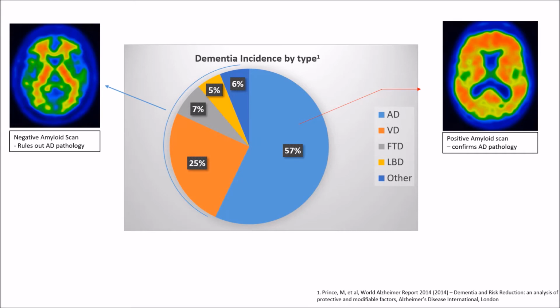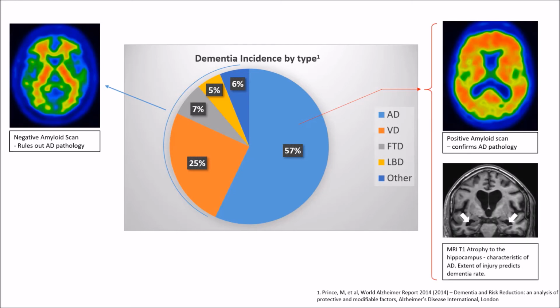Where PET MR image analytics comes in is that imaging biomarkers have shown a strong association with dementia pathology. When somebody is suspected of having dementia, in the first instance, we want to be able to rule in or out Alzheimer's pathology. This can be done using a PET scan, where the PET tracer binds to amyloid plaques in the brain, which are a pathological hallmark of Alzheimer's disease. If a subject's PET scan is amyloid positive, as shown on the right-hand side, this confirms Alzheimer's pathology, and we can turn to the MRI scan to get an understanding of atrophy to the hippocampus, where the extent of injury here is predictive of dementia rate.